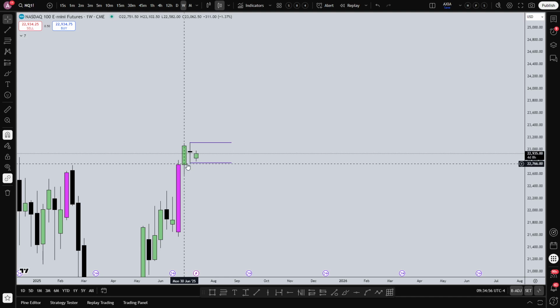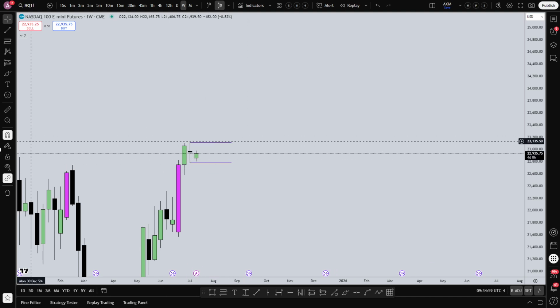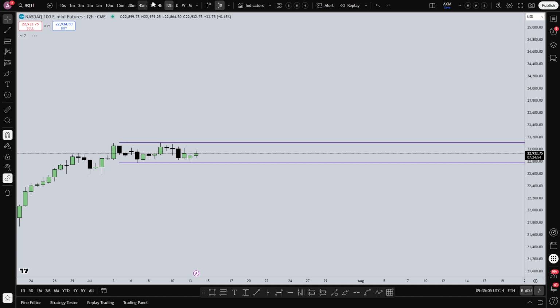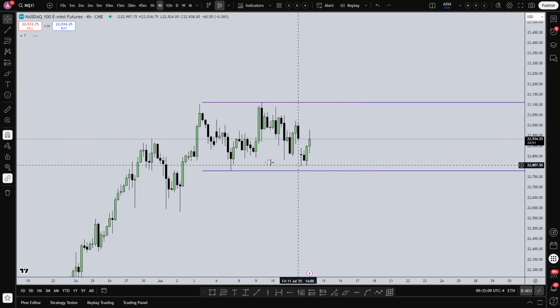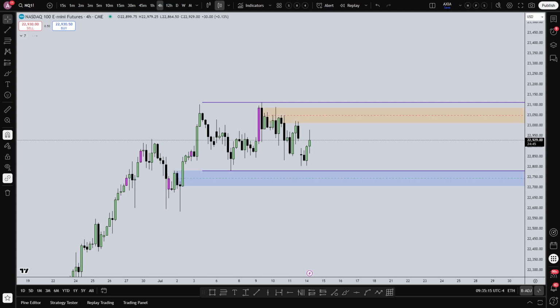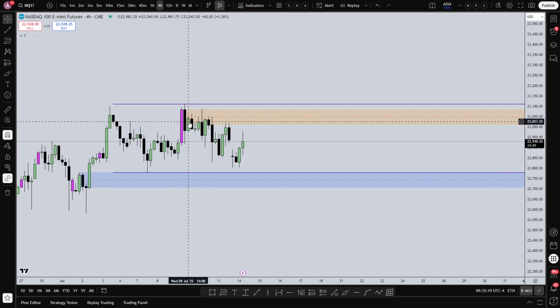So as of now, there isn't anything. It hasn't swept anything. So okay, I'm not that interested, but we'll see. I'll jump onto a lower time frame, like a 12-hour or 4-hour. Let's say 4-hour in this case. Let the indicator load, and okay, nice.